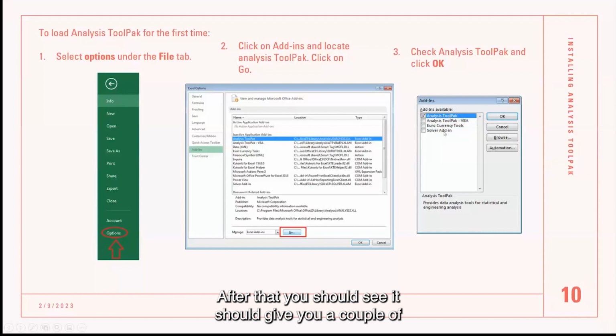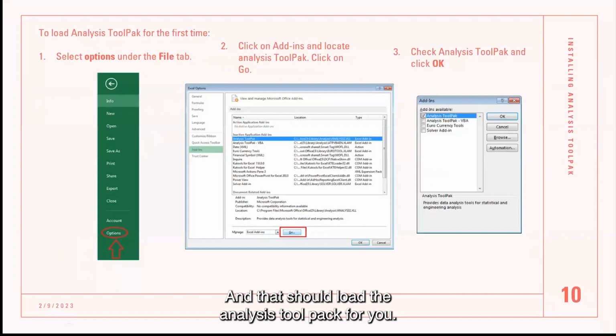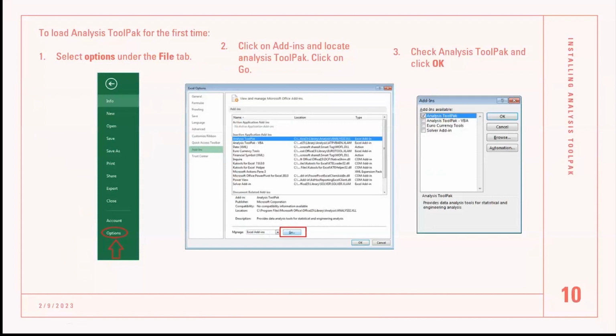After that, it should give you a couple different options. You're going to select Analysis Tool Pack, and you're going to click OK. And that should load the Analysis Tool Pack for you. So before I move on, was everybody able to do that? Anybody have any questions?